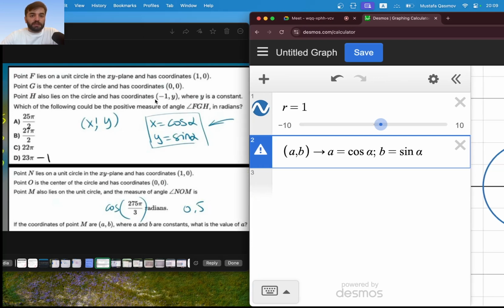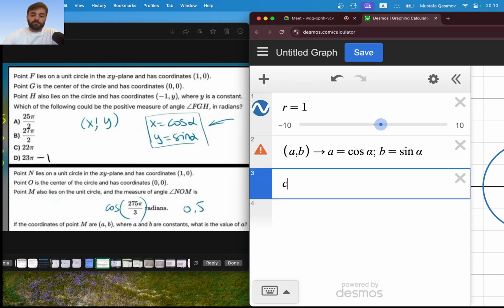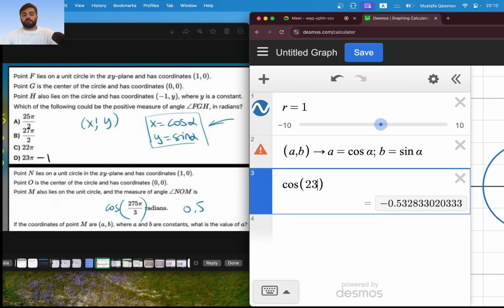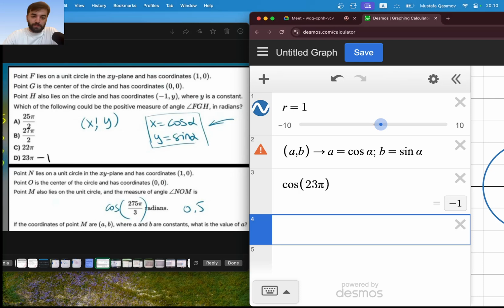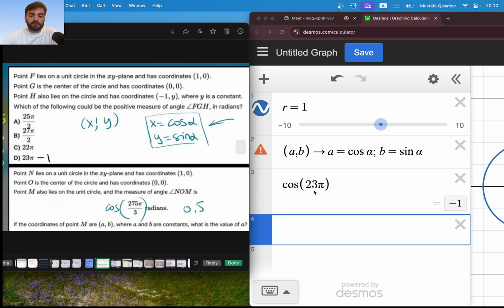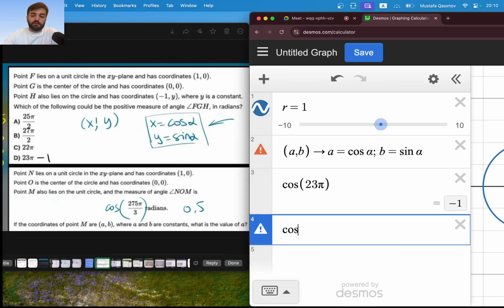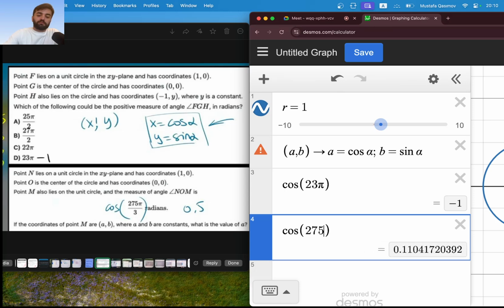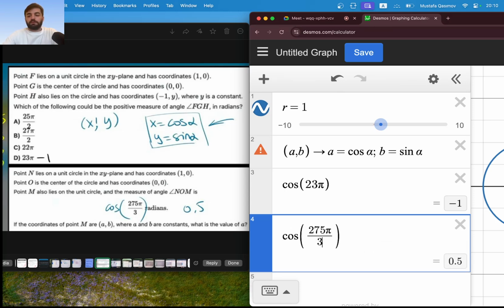It says that we have this point, -1 and y. It means that -1 must be equal to cosine alpha, and only for D, cosine 23pi is equal to -1. So my answer is D. Okay. It's also the same for that one. A, the first one is equal to cosine, like this.